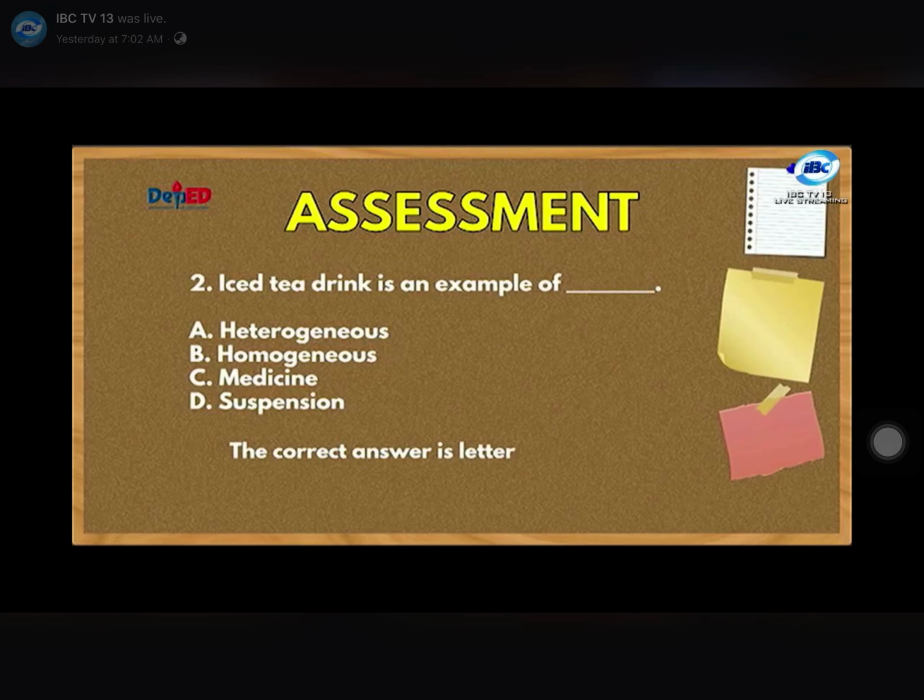Number 2. Iced tea drink is an example of blank. Letter A, heterogeneous. Letter B, homogeneous. Letter C, medicine. Letter D, suspension. The correct answer is letter B.